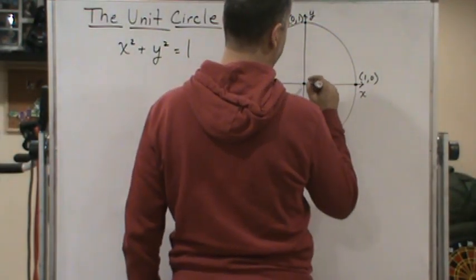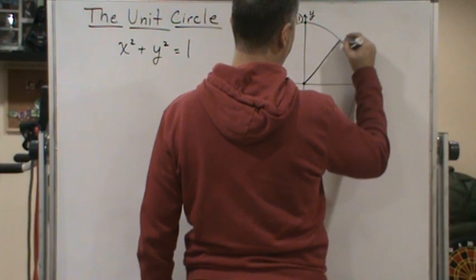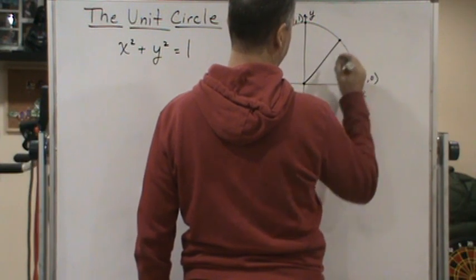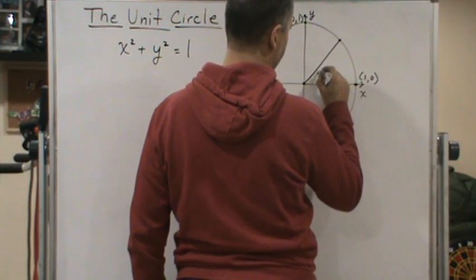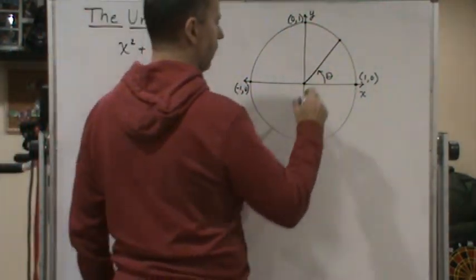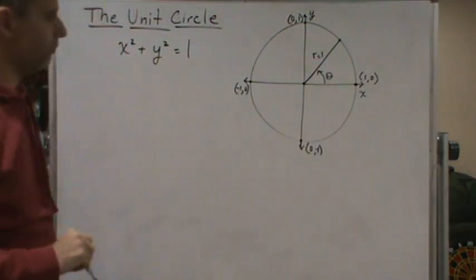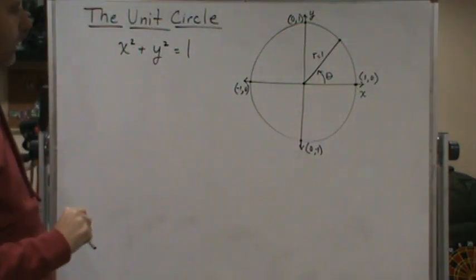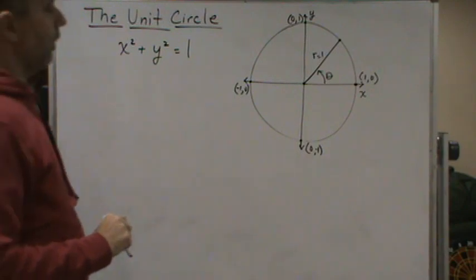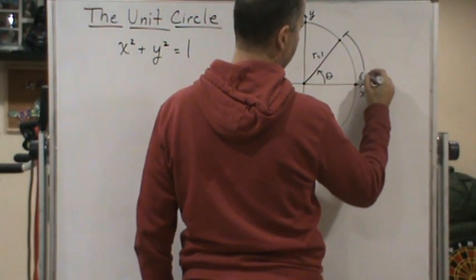And so if we were to draw an angle here, this is theta. Again, the radius is always 1. And then we have our arc length.